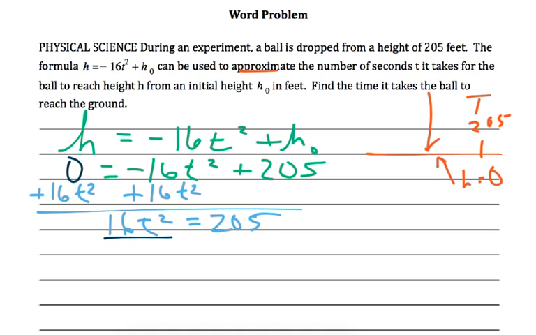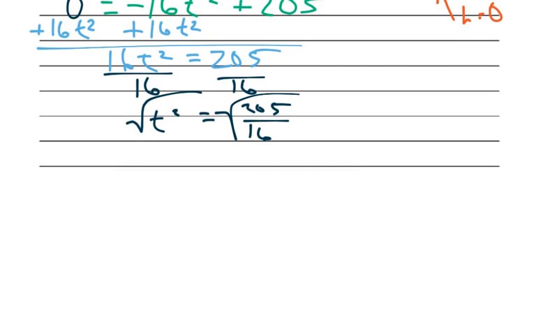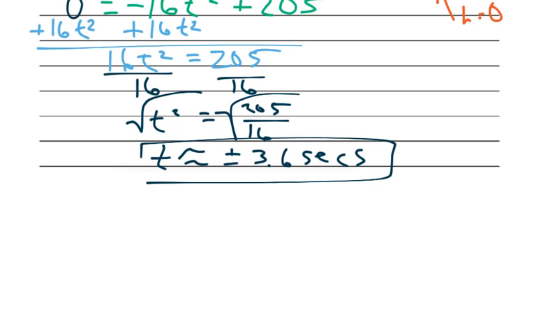Now, let's divide both sides by 16, and I will be left with t squared equals 205 over 16. Don't use a calculator yet, and I say that because if you use a calculator now, you'll have to round. And since we still have another step of square rooting both sides, if I go into my calculator, and now I take the square root of that, that's going to make it way, way, way more accurate. So I'm going to write t is approximately positive or negative 3.6 seconds.